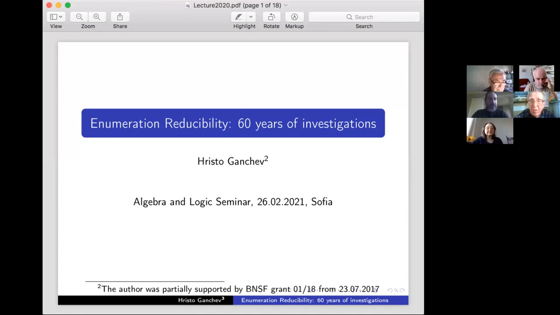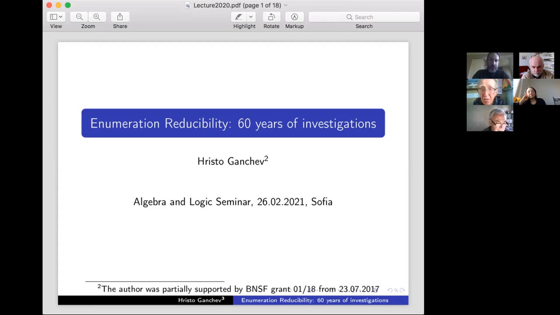Okay, so today I'm going to speak about enumeration reducibility, but not only. I'll speak both about enumeration reducibility and Turing reducibility, which are the major reducibilities investigated for the last 100 years, I would say. So Turing reducibility is almost 100 years old and enumeration reducibility is 60 years old. I'll try to keep it simple. I'm not going to go into technical details.